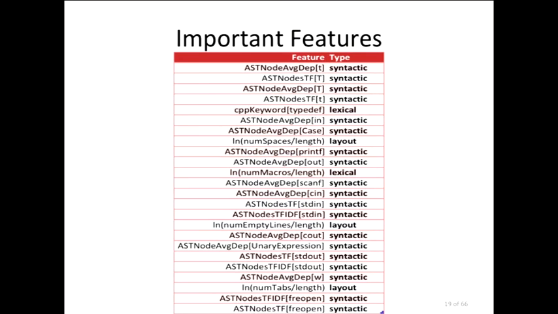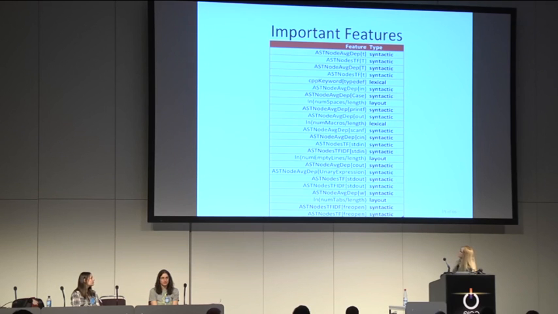We saw a recurring subset of features coming up in many of our data sets with hundreds of authors and thousands of programming files. For example, we see here that most of the features in this list are syntactic. These are the most important features because they have the highest information gain. The syntactic features are mostly the node depth in the abstract syntax tree and node term frequency or TF-IDF. We also see some lexical features like the C++ keyword typedef, and some layout features such as the number of tabs that were used.